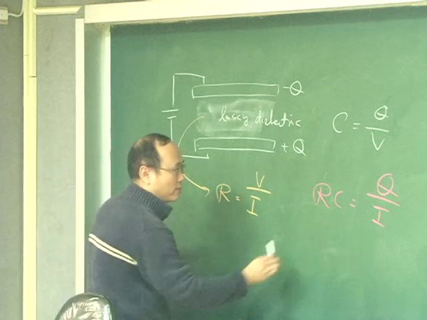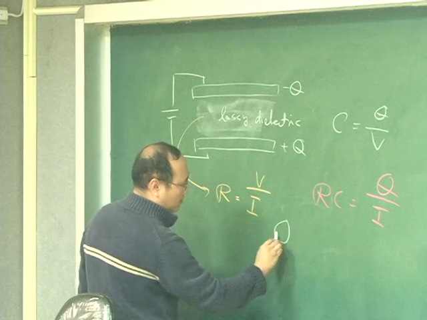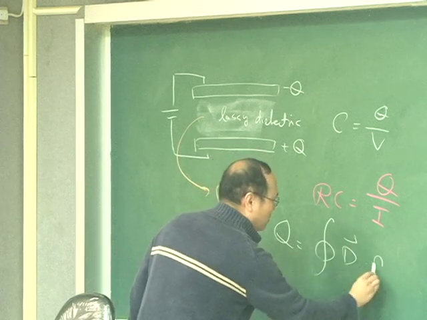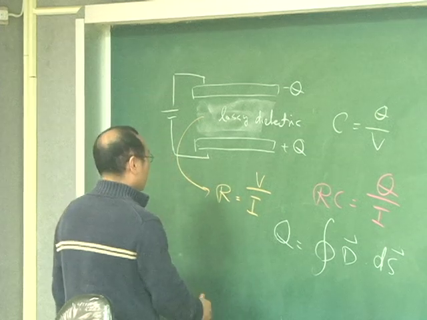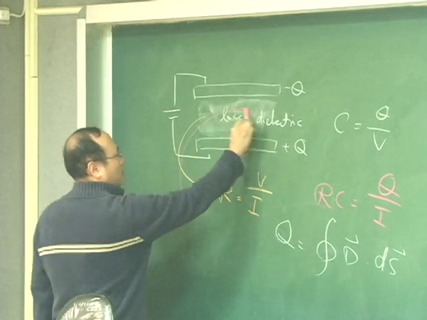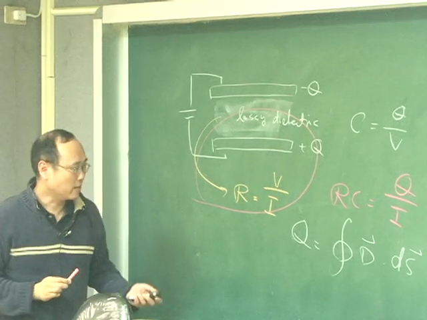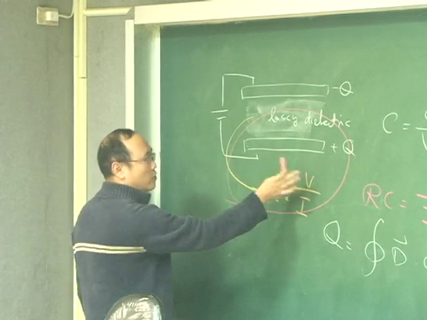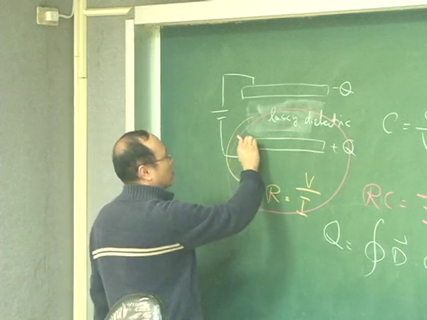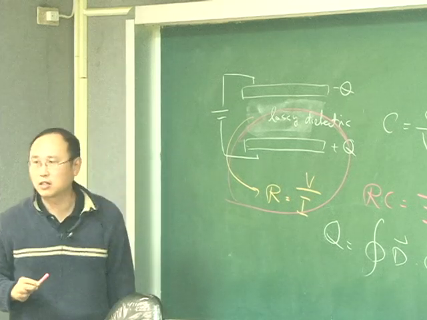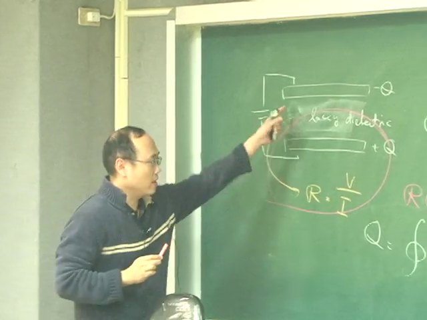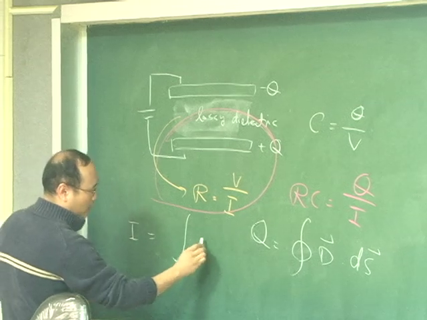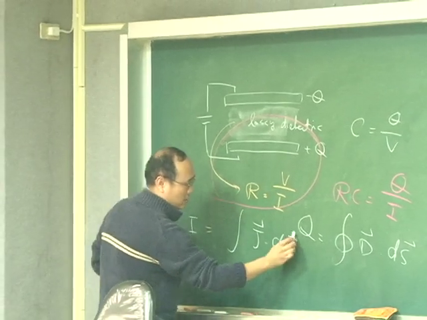Okay, so let's convert this Q. Let's look at this Q. You can do a Gauss law and say you pick up a surface like this, and this Q can be calculated from this Gauss law. And there's no electric field in this region. So basically, you are calculating the surface around this region, the electric flux density. Okay, and for this current, you are doing this calculation. J dot ds.